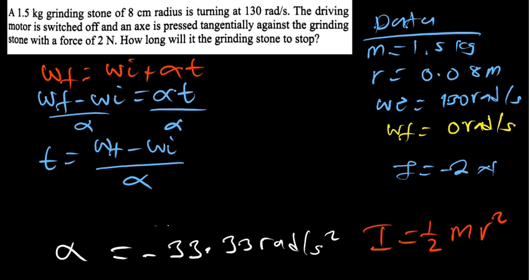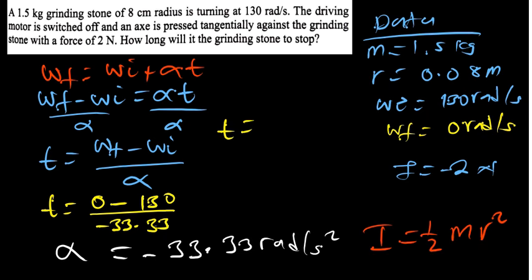Yeah, angular acceleration is alpha and angular velocity is omega. Now I can see that my t will be equal to, the final is 0, the initial is 130, divided by negative 33.33. So using my calculator, I'm finding that the time is 3.9. I'm getting 3.9 seconds to be my time.